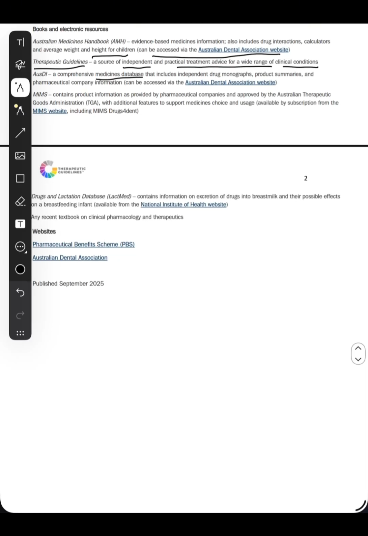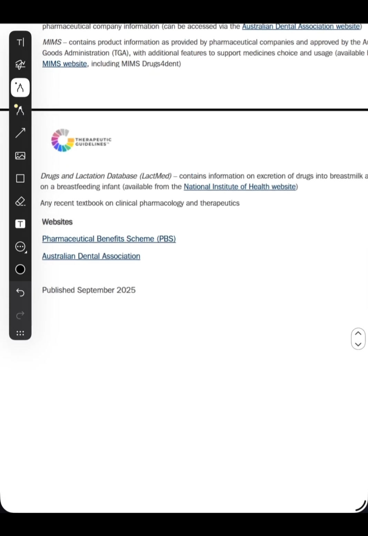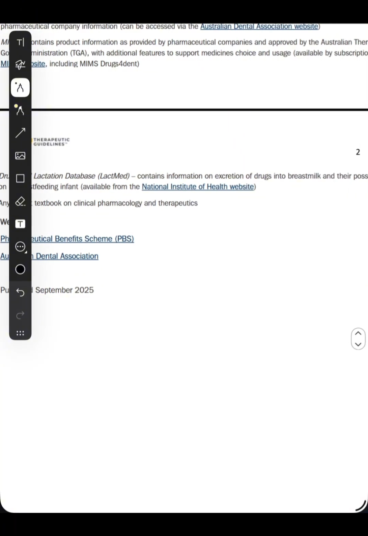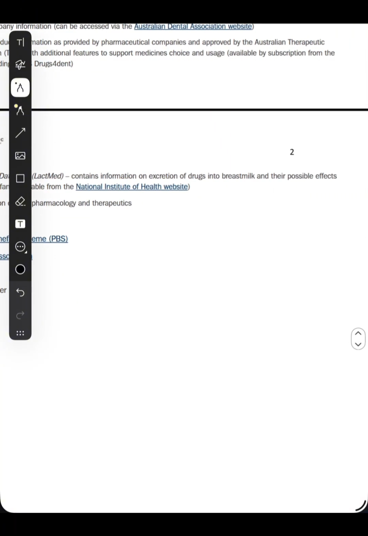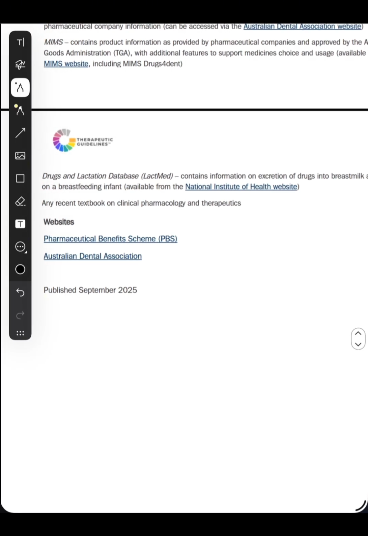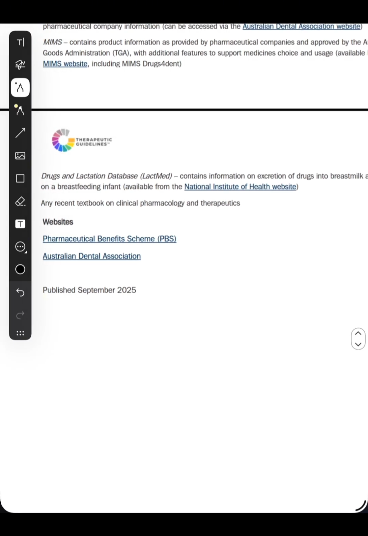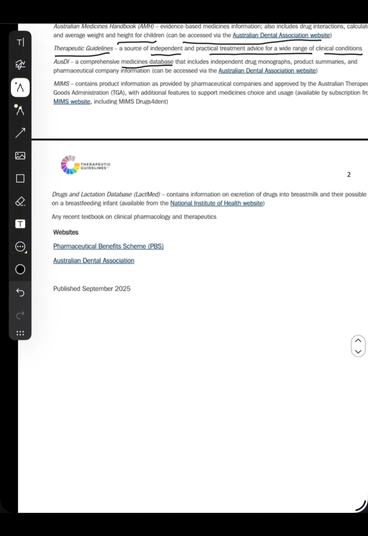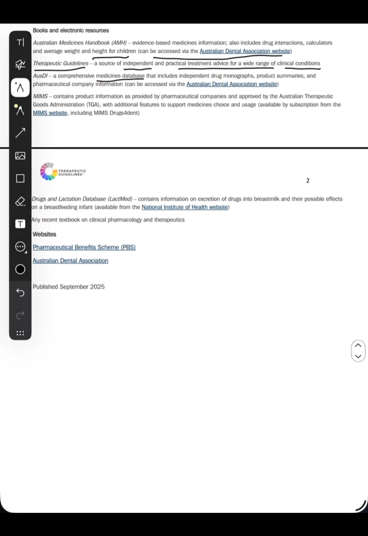Drugs and Lactation Database, LactMed. It contains information on excretion of drugs into breast milk and their possible effects on a breastfeeding infant. It is available from the National Institutes of Health website. Also, any recent textbook on clinical pharmacology and therapeutics. There are a few websites they have given, which are the Pharmaceutical Benefits Scheme, PBS, and the Australian Dental Association.